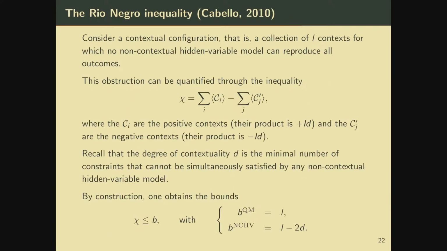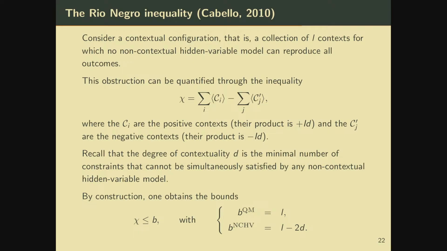Okay, so here's the Rio-Negro inequality. For the Rio-Negro inequality, you consider a contextual configuration, which is a collection of L contexts for which there is no non-contextual hidden variable model. So a configuration like the grid, which is proved to be contextual. And we introduce the following quantity. You take the summation of the expectation of your positive contexts minus the summation of your negative contexts. Okay?